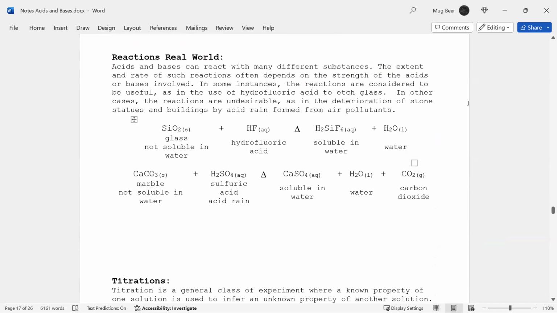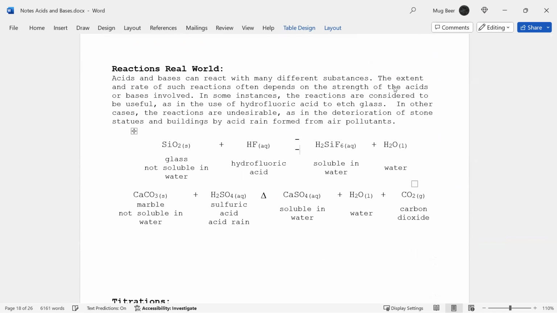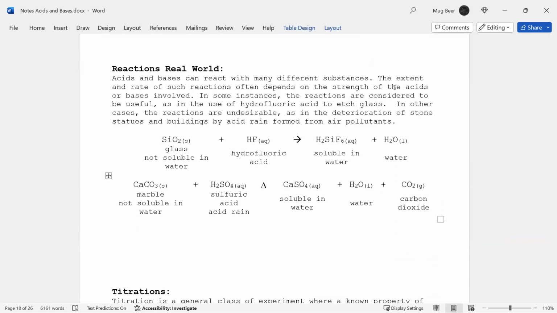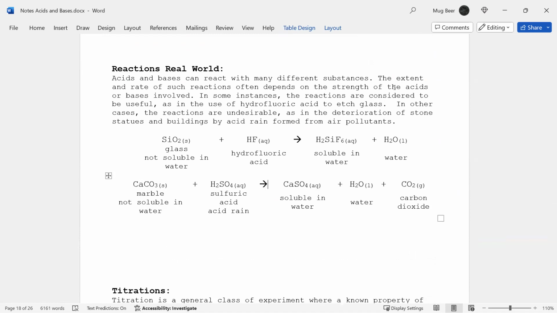Okay, the last thing on this set of notes is me just showing you a couple of reactions that happen in everyday life that are acid-base related. So that first one, I think we talked a little bit about it. Do you guys remember me talking about what a pain in the butt hydrofluoric acid has been through the years? What was hydrofluoric acid's issue? Why was it a problem for chemists?